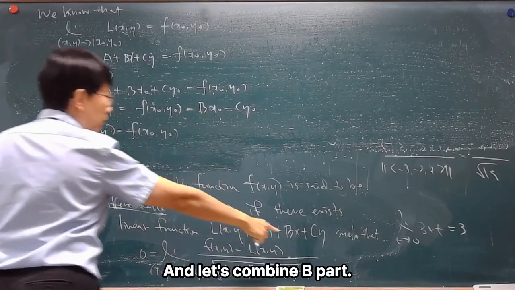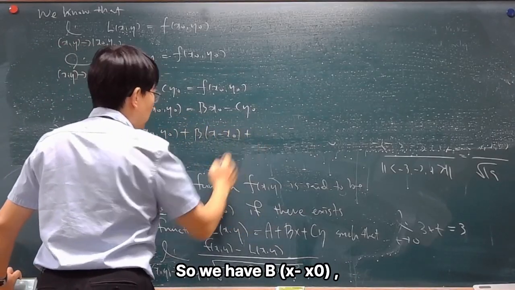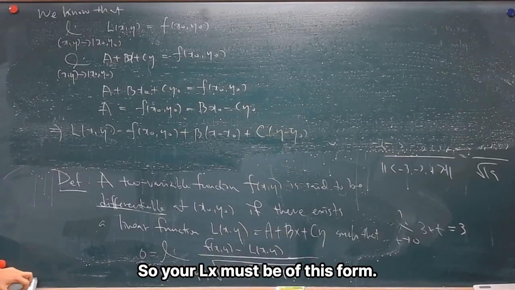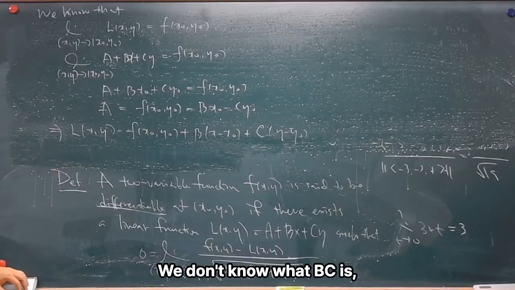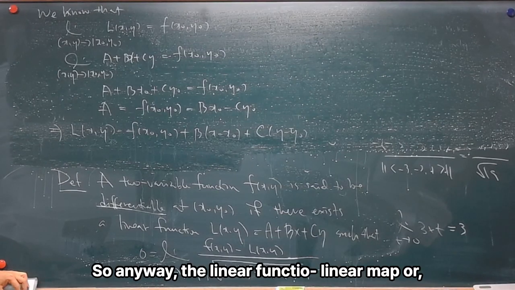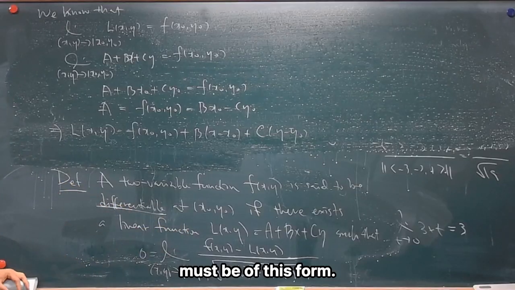And let's combine the b part. So we have b(x minus x0), and we have the c part, so c(y minus y0). So your L(x, y) must be of this form. We don't know what b and c are, but we will find out what b and c are shortly. So anyway, the linear function, linear map, or linear function L must be of this form.